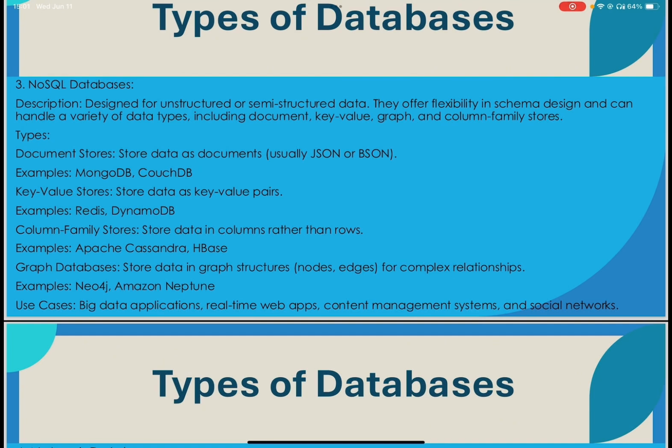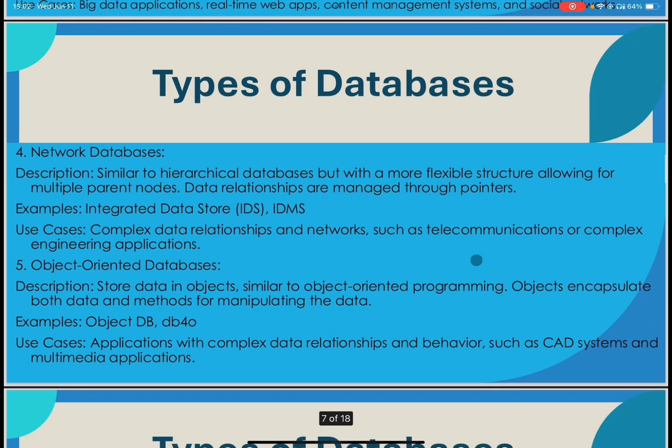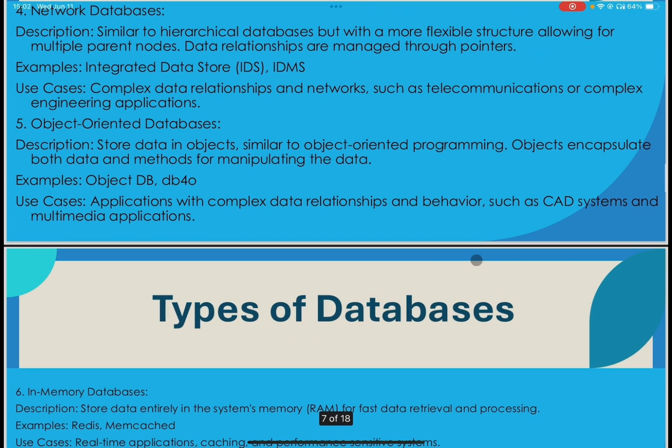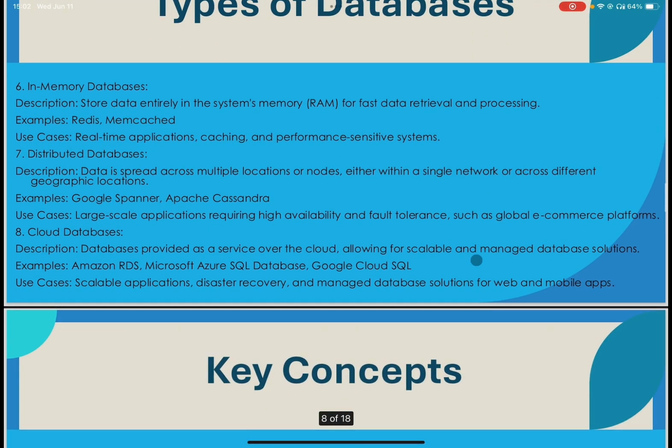And we have these columnar storages. When we say columnar storages, it stores data in the form of columns rather than in rows. So when we pick a particular record, it searches that particular column and filters through that. The best examples are Cassandra and HBase. And we have graph databases, and we have network databases, and we have object-oriented databases, and we have in-memory databases.